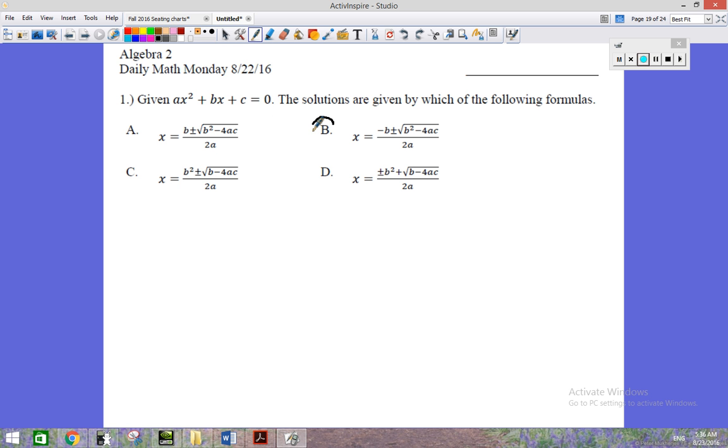Well, it's choice B, and I've memorized it. It starts out in the numerator with the opposite of B. This is not the opposite of B. This is not the opposite of B, and that's plus or minus b squared. So the opposite of b plus or minus the square root of b squared minus 4ac, divided by 2a. So that's what we want to know. And if we're given a quadratic equation, this will always provide us the solution.